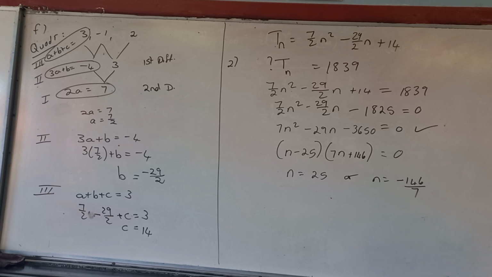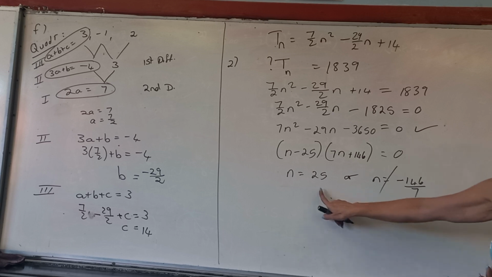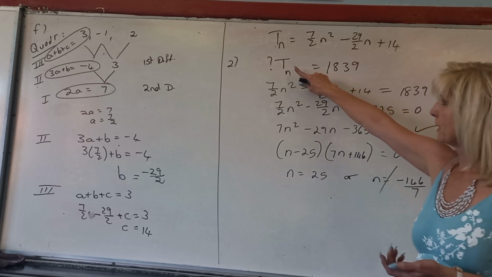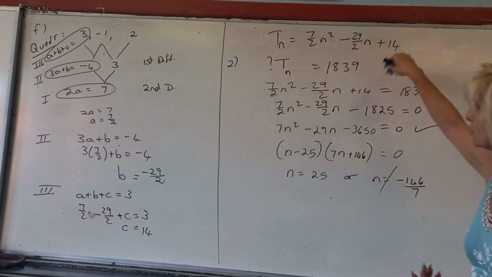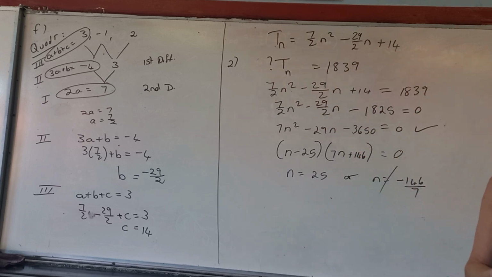And again, a mark is lost because I didn't say that cannot happen. It can't be a negative and it can't be a fraction. It has to be that one. So term number 25 would have been equal to that number.